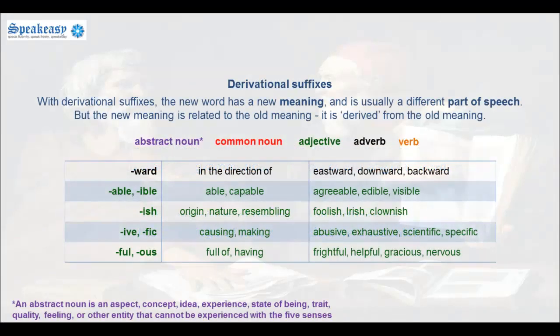Let's start by looking at derivational suffixes. With derivational suffixes, the new word has a new meaning and is usually a different part of speech. But the new meaning is related to the old meaning. It is derived from the old meaning. The following table breaks down the groups of suffixes into 5 sections: abstract nouns, common nouns, adjectives, adverbs, and verbs, which are all color-coded.